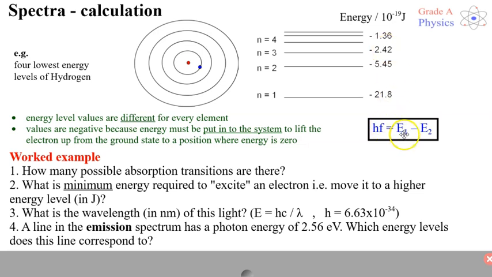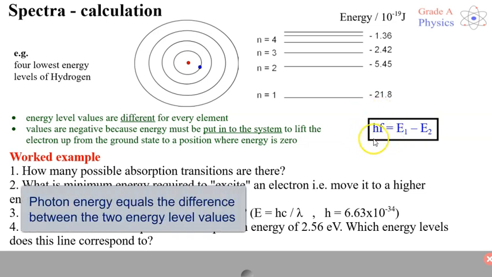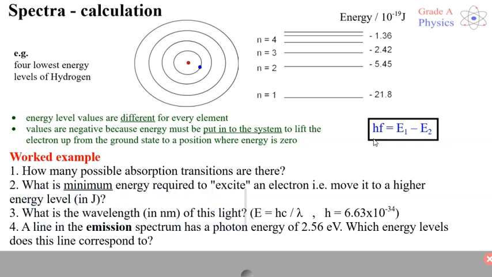So if we're doing calculations, we need to consider E1 minus E2. Now, it doesn't matter which is E1 and E2, it's just the difference between two particular energy levels. And that will correspond precisely to hf, which is the energy of the incoming photon, or indeed the energy of the photon emitted. Right, let's have a look at a worked example. If you want to pause the video and try these questions, that's a good idea.